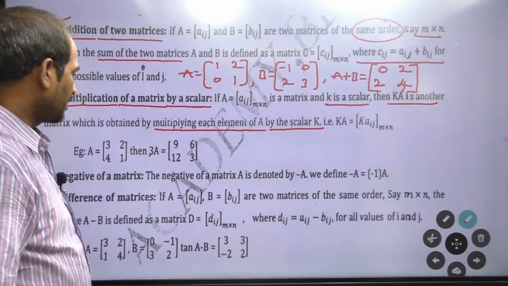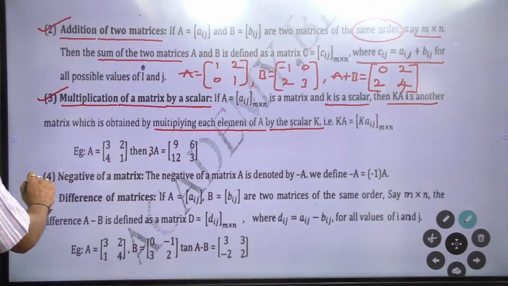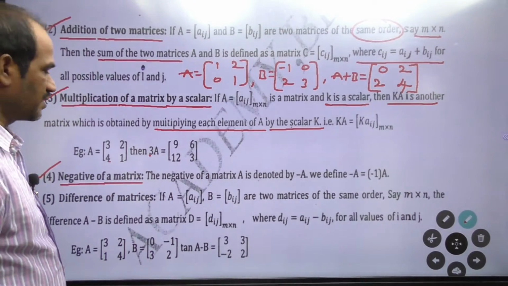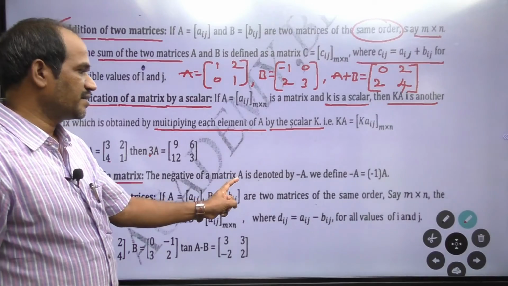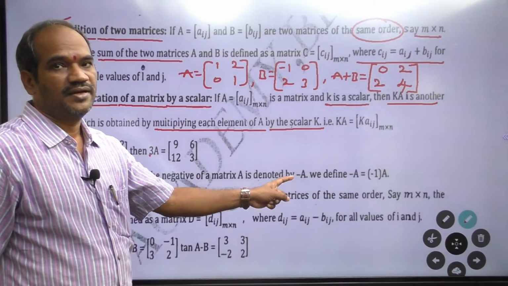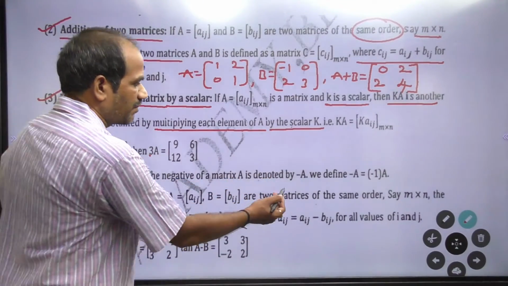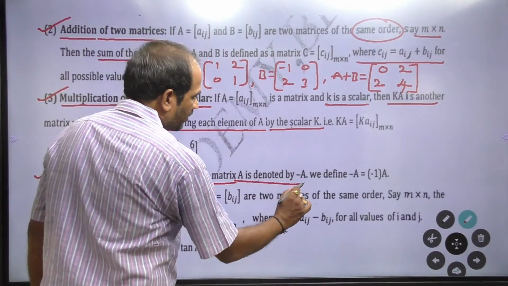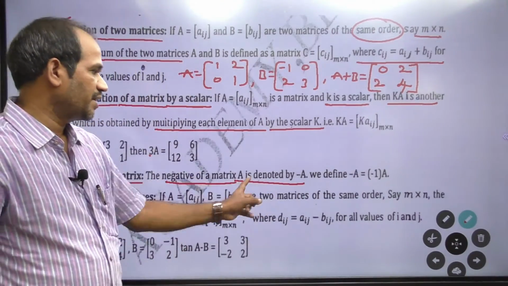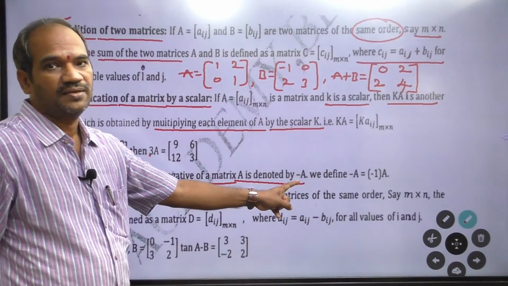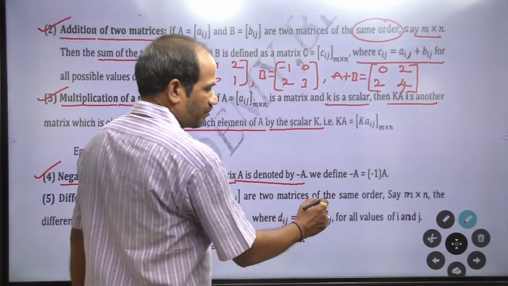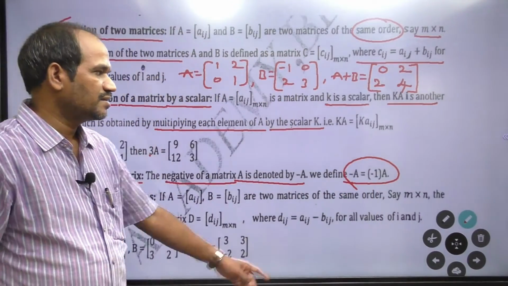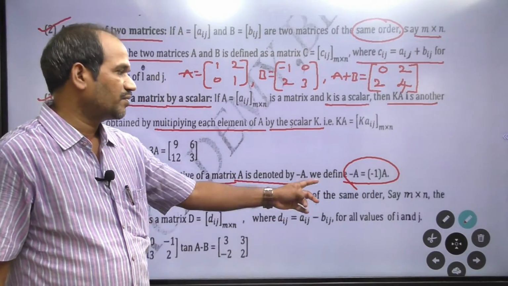Next is negative of a matrix. The negative of a matrix A is denoted by minus A. So here we define minus A is equal to minus 1 into A. This is the negative of a matrix A.